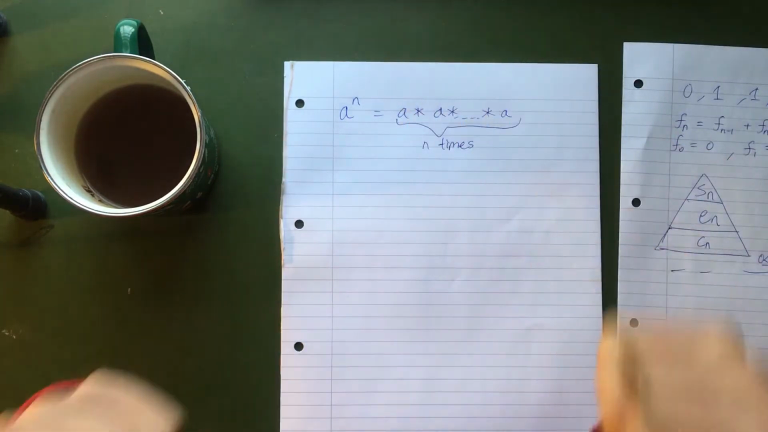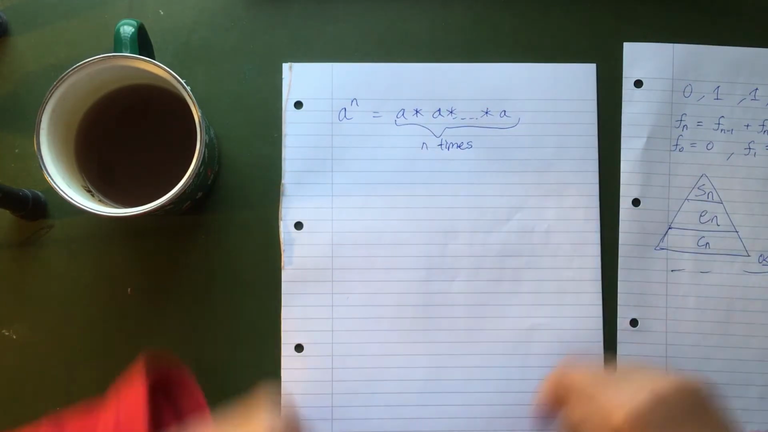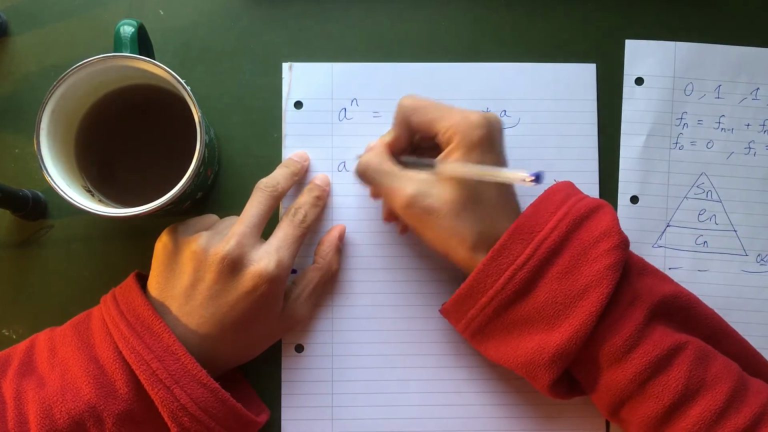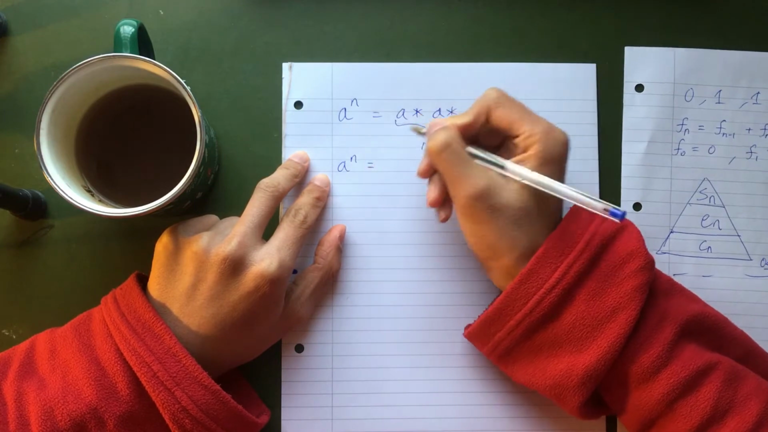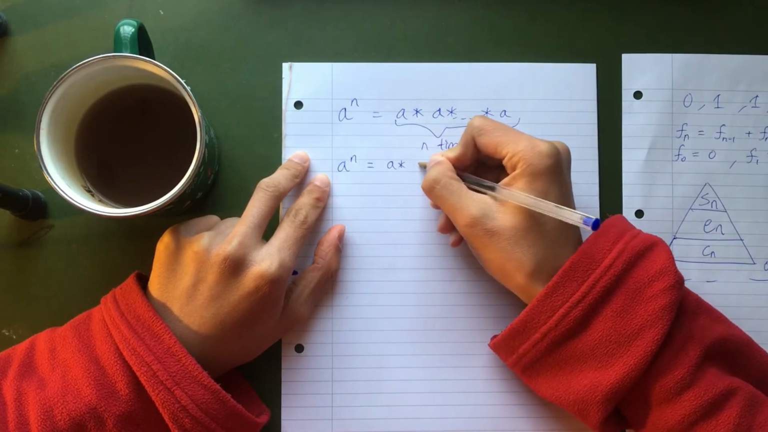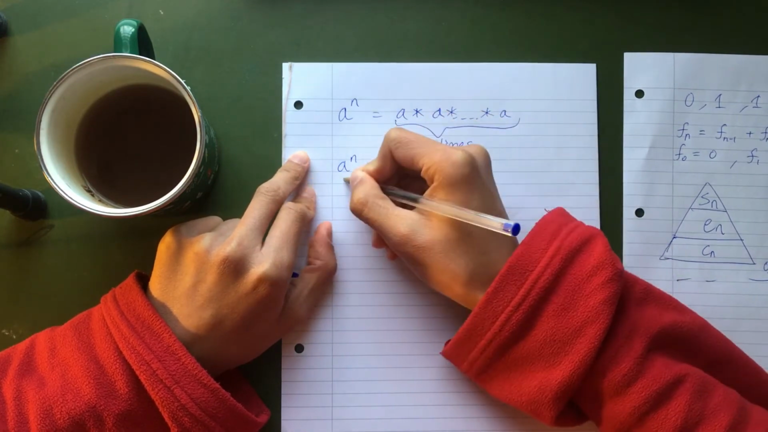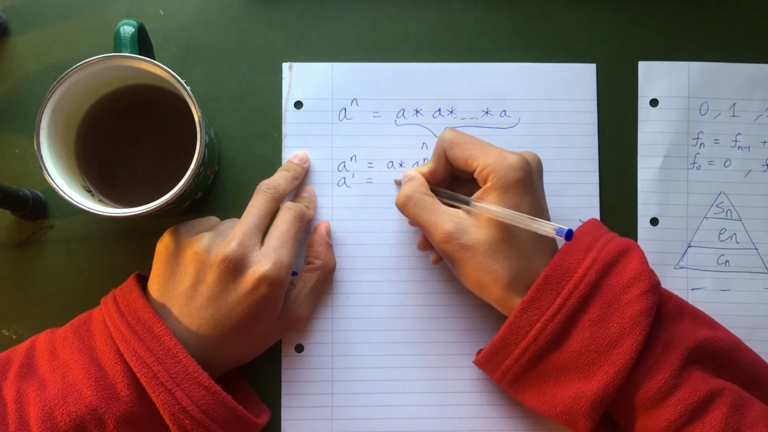And the straightforward algorithm for doing this is just, well, multiply a by itself n times. So a to the n, I'm going to say, is equal to a times a to the n minus 1. And a to the 1 is going to be equal to a.